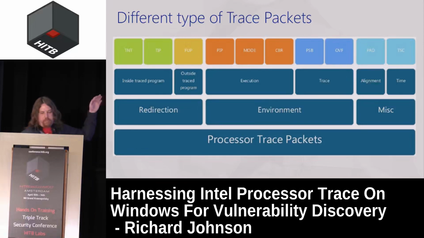The FUP is the frame updates. Then the paging in packet, so that's important if you're tracing multiple user processes and you want to know when a certain process gets paged in and is activated, and so on, if you're in ring 3 mode or in ring 0, and then there's some timing stuff as well. And then the PSB and OVF, those are synchronization packets that are in there, so it allows you to seek ahead.